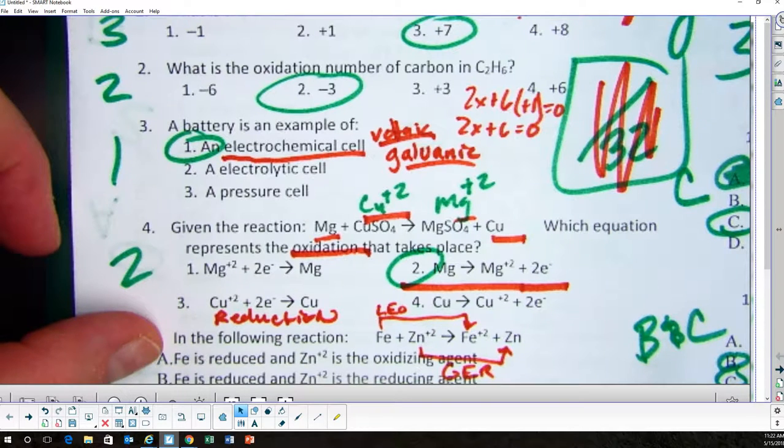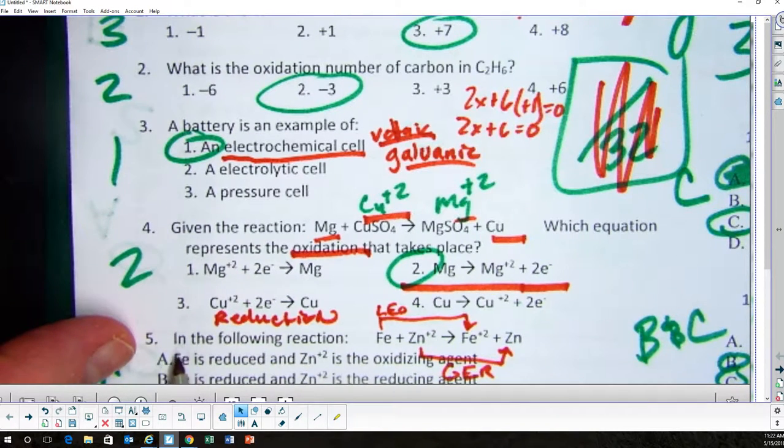Okay? So same thing is going on in the next one. In the following reaction, we've got Fe going to Fe +2. That's LEO, loss of electrons, oxidation. Zn +2 going to zinc is GER. Gaining of electrons is reduction.